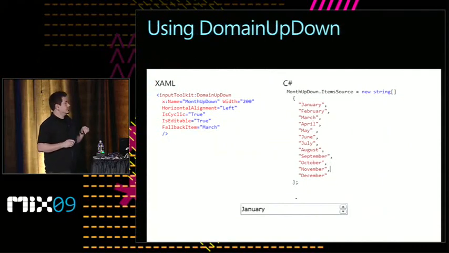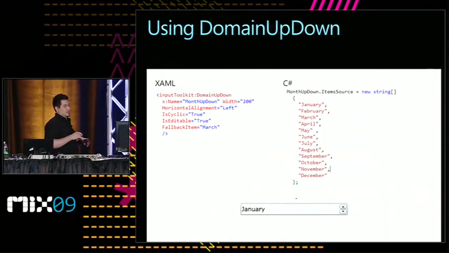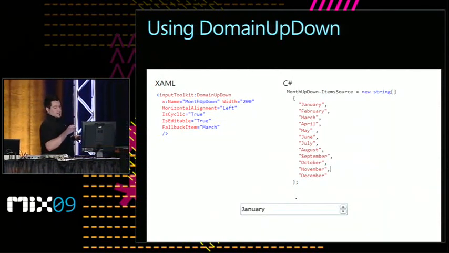Very simple to use. We have some XAML. We have some properties here. IsCyclic. That's whether or not it flips, wraps around. And if you're at January and you push up, you go to December. Whether or not you can edit it. And if you can edit it and enter a value that's not in that list, what should it do? You can have it fall back. Say if they type in something that doesn't make sense, I want you to go back to March. And you get this little control.